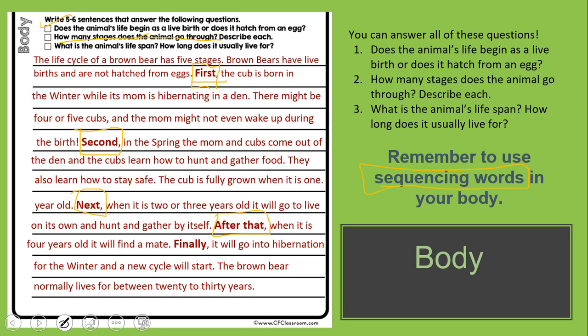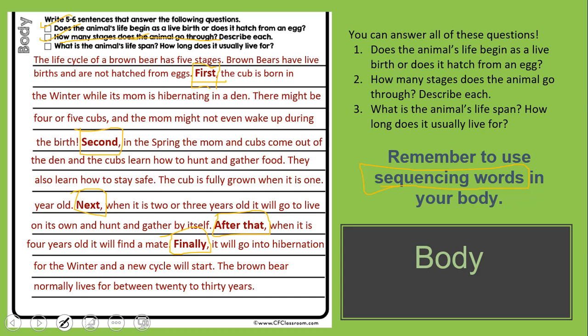And that means if it's a mom bear, it will find a dad. And if it's a dad bear, it will find a mom. And then finally, it will go into hibernation for winter and a new cycle will start. And the mommy bear will give birth to new babies. So new cubs. Okay? So we have described each stage. So each of the 5 stages have been described.